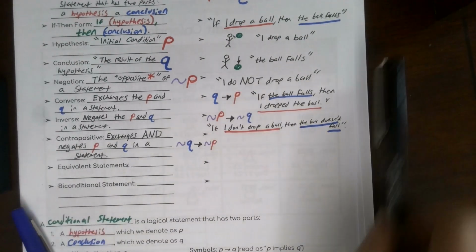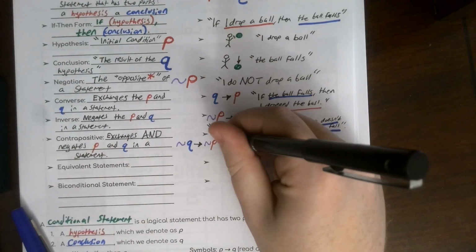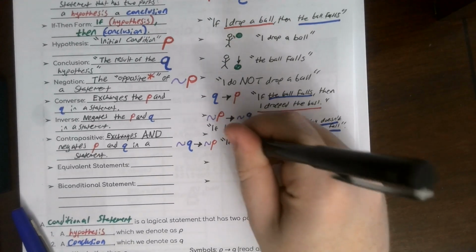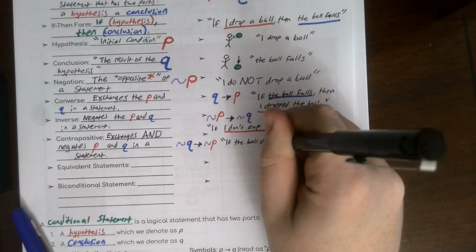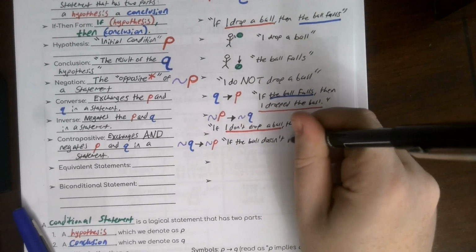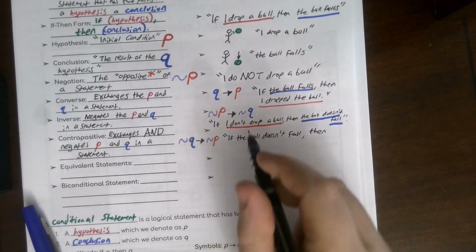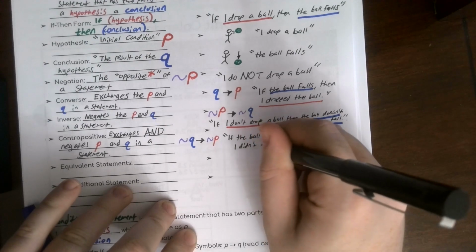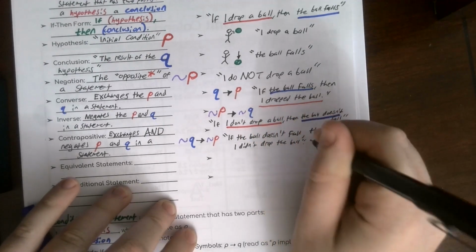The not version of Q, the not version of our conclusion, is the ball doesn't fall. So if the ball doesn't fall, then not P is I didn't drop it. I didn't drop the ball.